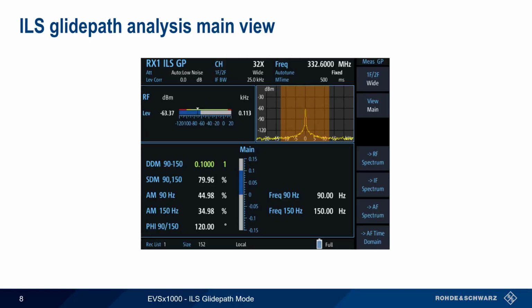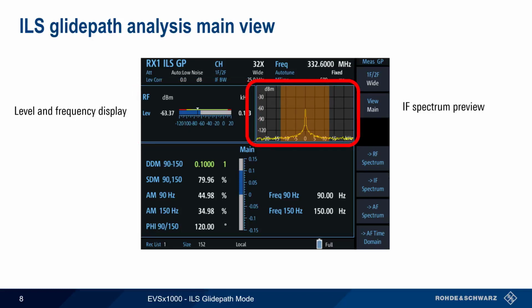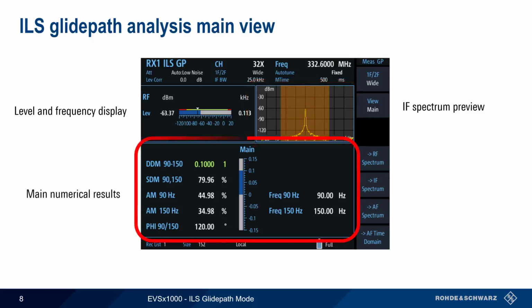The main ILS Glidepath analysis view is divided into 3 sections: the level and frequency display, which provides information on the power and frequency of the received signal, the IF spectrum view, which shows power as a function of frequency, and the main numerical results, which can be configured to show various measurements and parameters of the received signal.